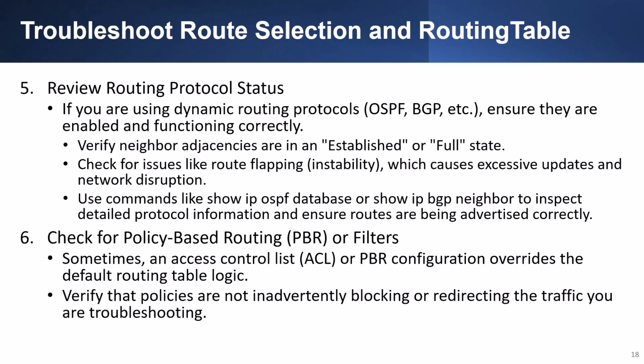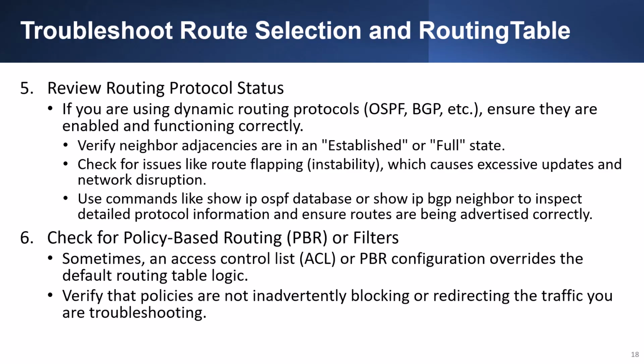Review routing protocol status. Use a dynamic routing protocol such as OSPF or BGP. Ensure they are enabled and functioning correctly. Verify neighbor adjacencies are in an established or full state. Check for issues like route flapping or instability, which causes excessive updates and network disruption.